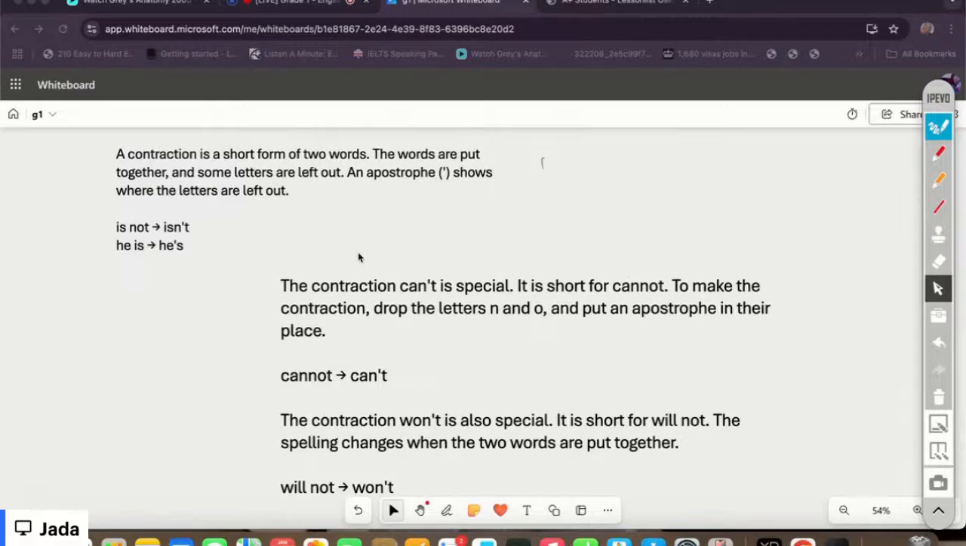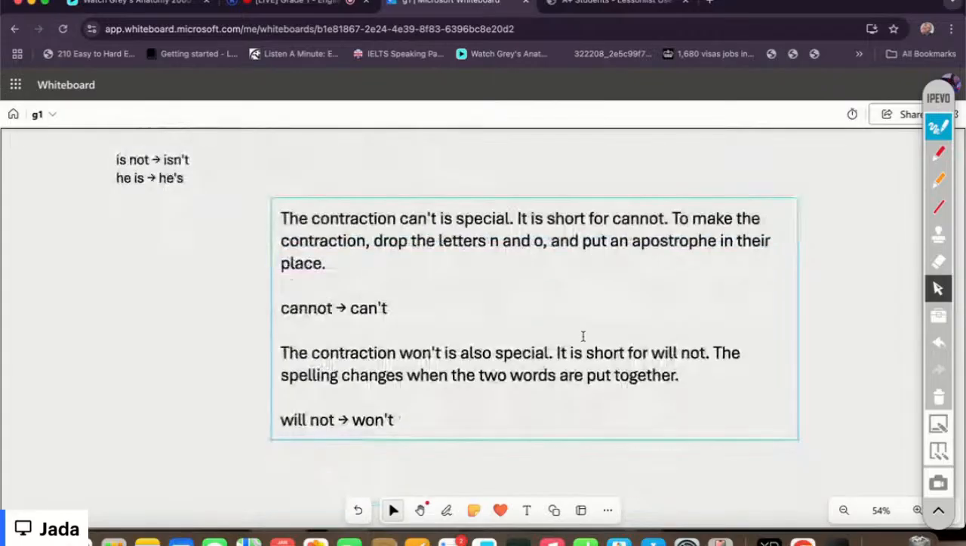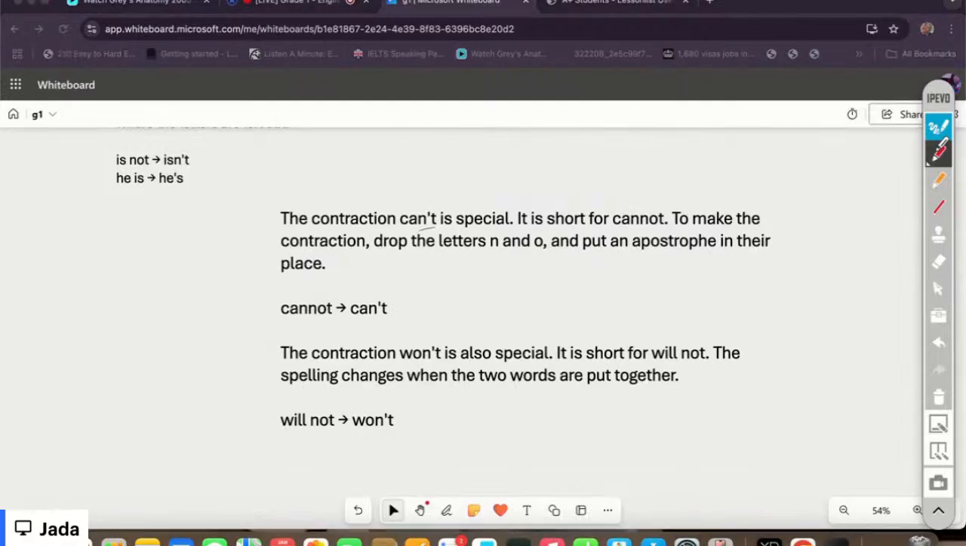Okay, so we have some special contractions. We have the special contraction. The contraction can't is special. Okay, so just like I've said, we have some special contractions like can't. Can't is a special contraction. It is shortened for cannot. So we have cannot here, and it becomes can't.